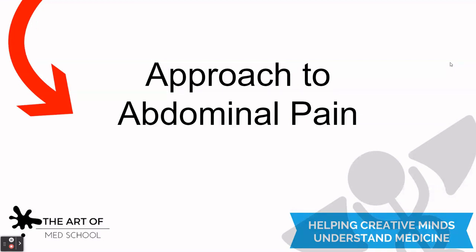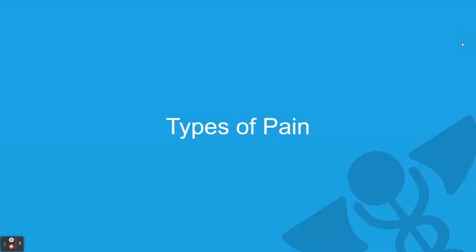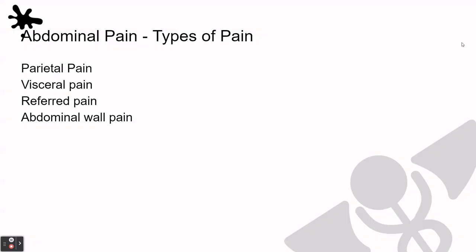We are going to go through that. So first, let's talk about the different types of pain. Especially when we're talking about abdominal pain, there's essentially four types: the parietal pain, the visceral pain, the referred pain, and the abdominal wall pain.